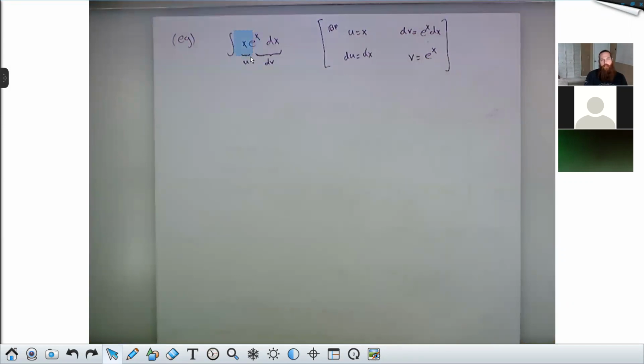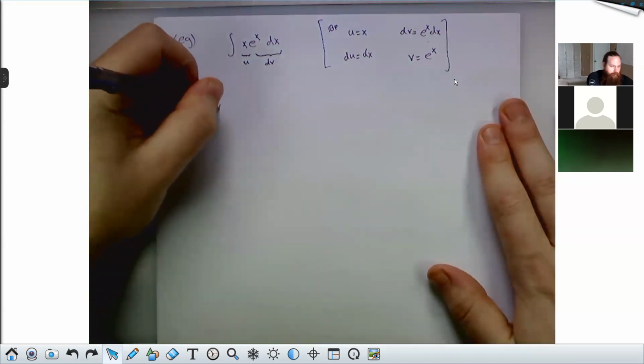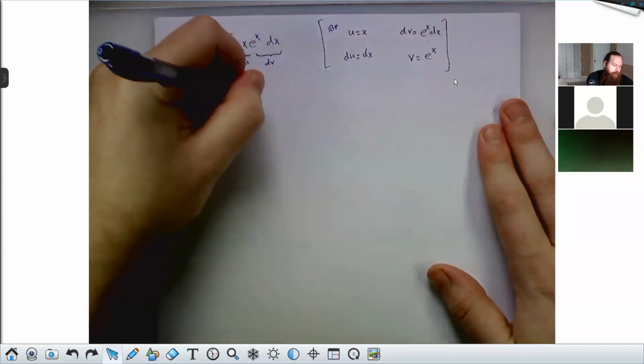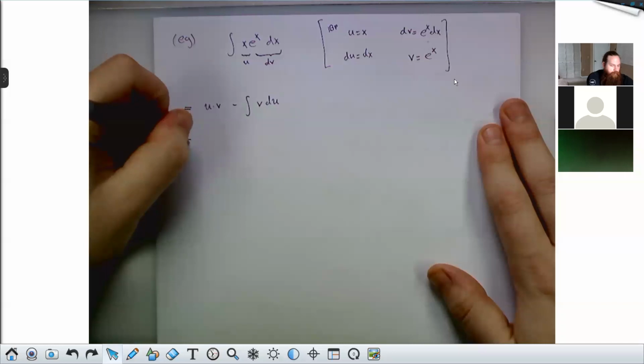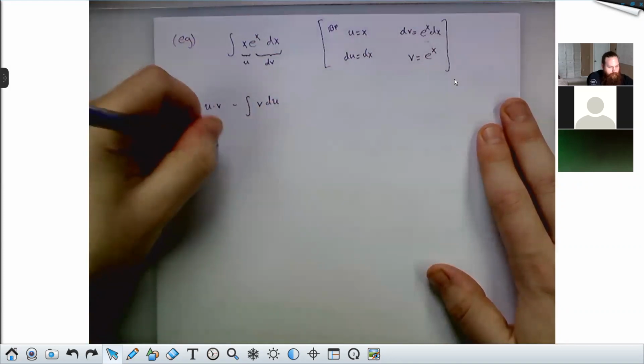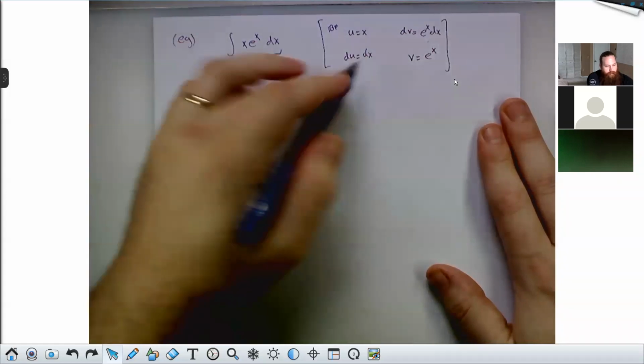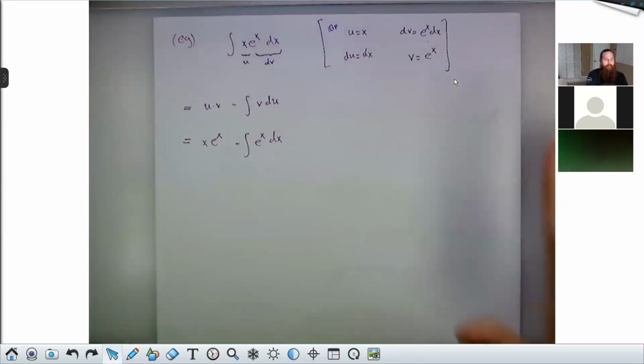So I interpret my integral as the integral of u times dv. I fill out this table, and then I write down the integration by parts formula. It says the integral of u times dv should be u times v minus the integral of v times du. What is u? U is x. What is v? V is e to the x. Minus the integral of v, which is e to the x again, and du is dx. So the output from IBP always has an integral in it, but this integral should be easier than the integral you started with.